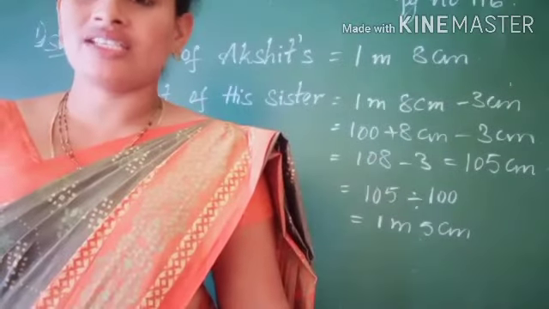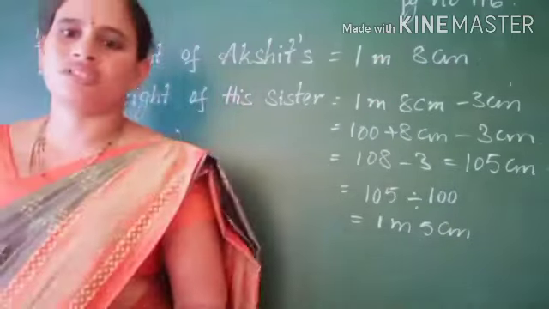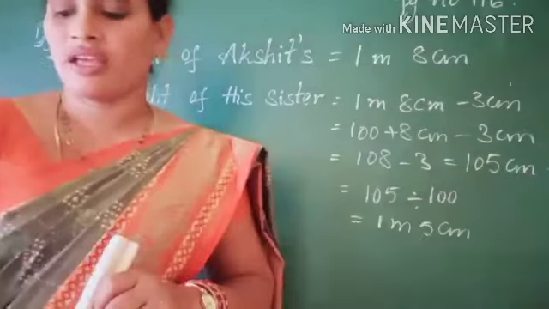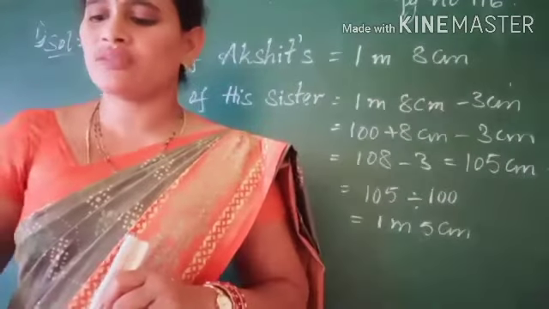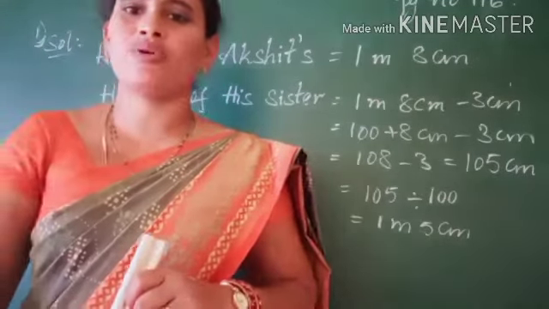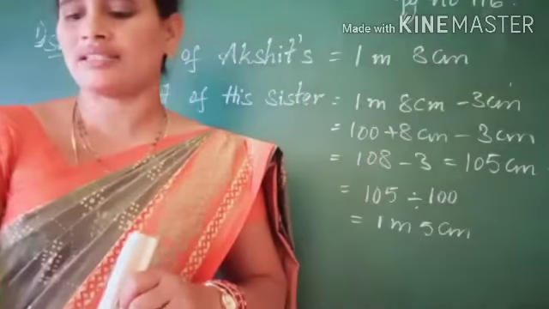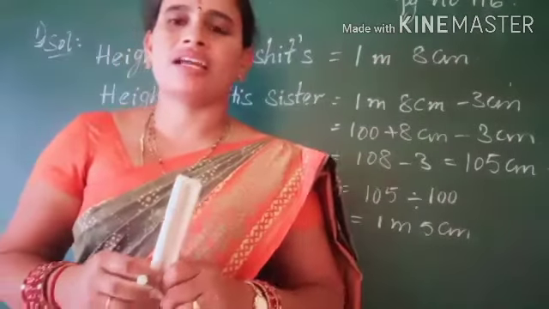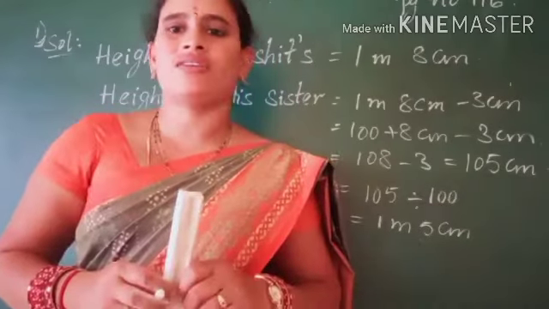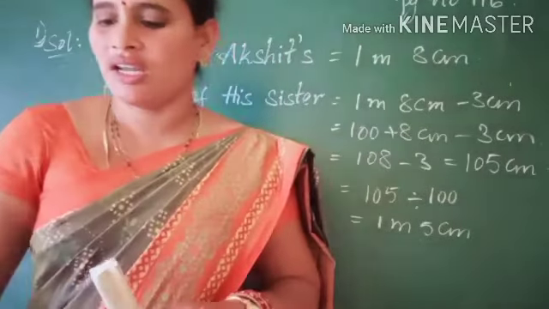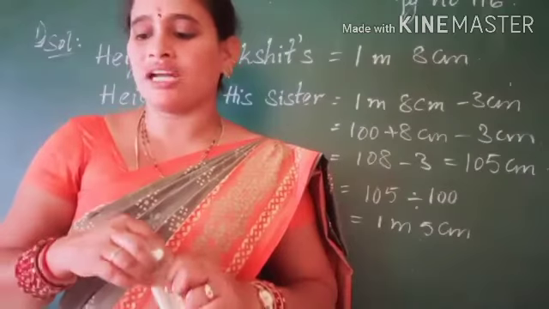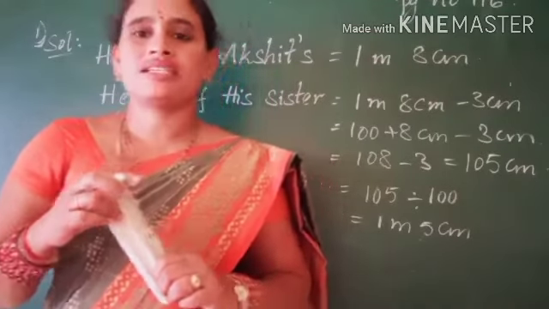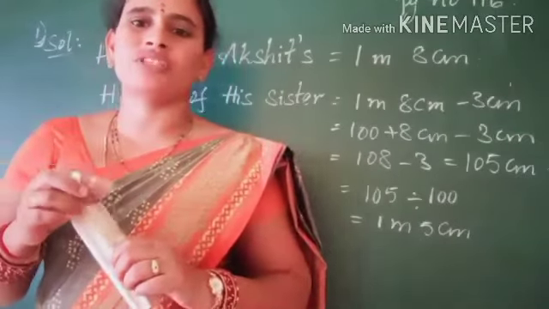A jar contains 70 liters of juice. What is the capacity of the jar? 70 liters. Okay. The juice is poured into glasses, each of capacity 150 milliliters. The capacity of each glass is 150 milliliters. Now, how many glasses can be completely filled with the juice?